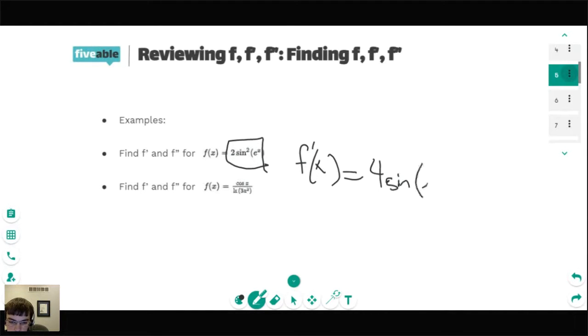So it's really 4 sine of e to the x times the derivative of sine of e to the x, which is cosine of e to the x, times the derivative of just what's inside here, which is, of course, e to the x. And then to find f double prime, of course, you would multiply all of that.